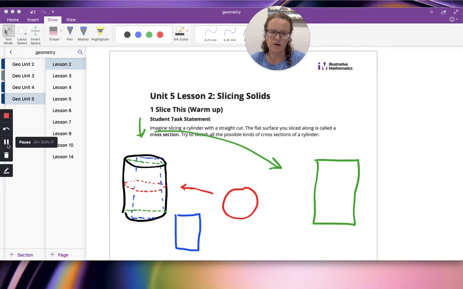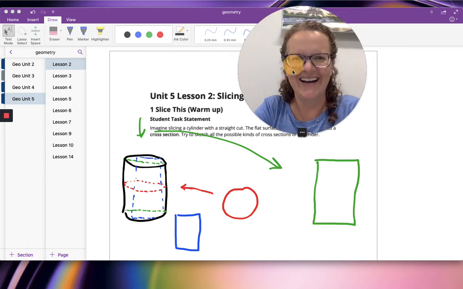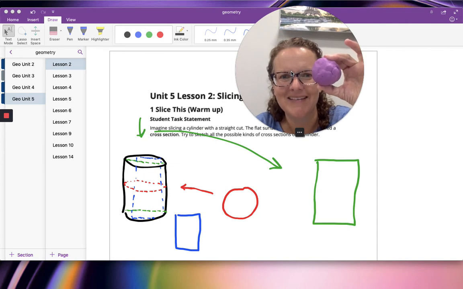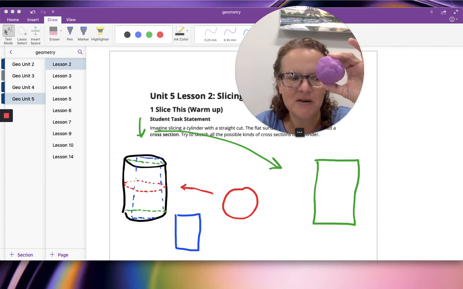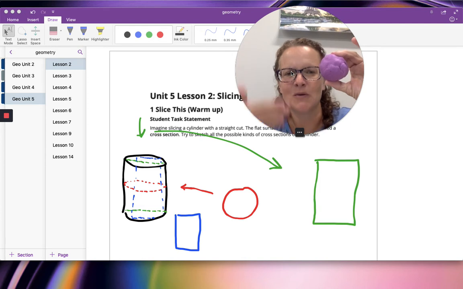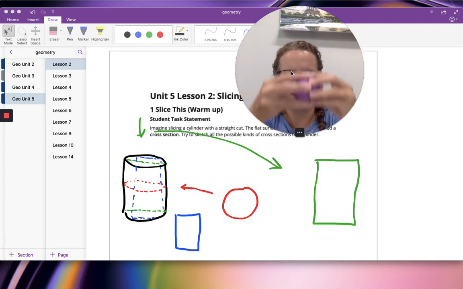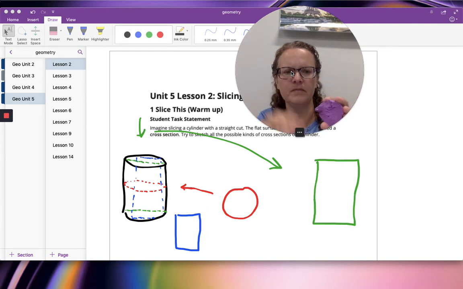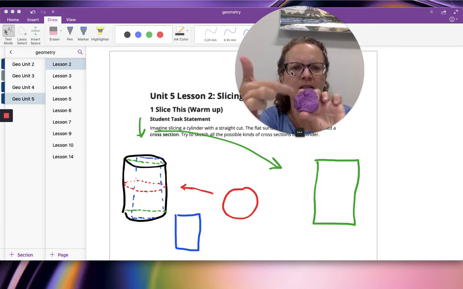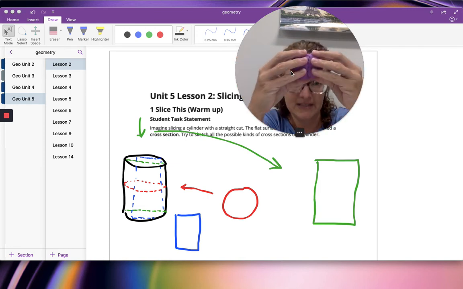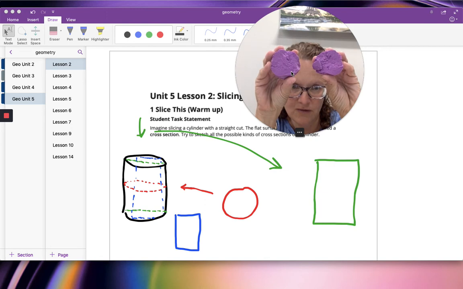Now, one way to talk about cross sections is, is that my biggest circle? Oh, that's cool. We can talk about Play-Doh. So I can take this Play-Doh, and I don't have any string here at school, but I can take a string and slice right down the middle. And the cross section, if I pulled this apart, for a sphere, the cross section is just a circle. No matter how I slice it, if I sliced it right there, my cross section is a circle.